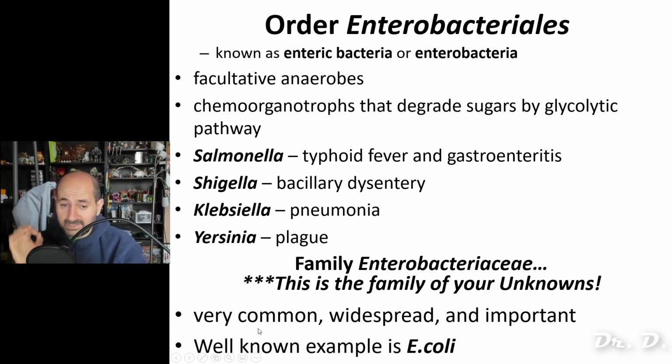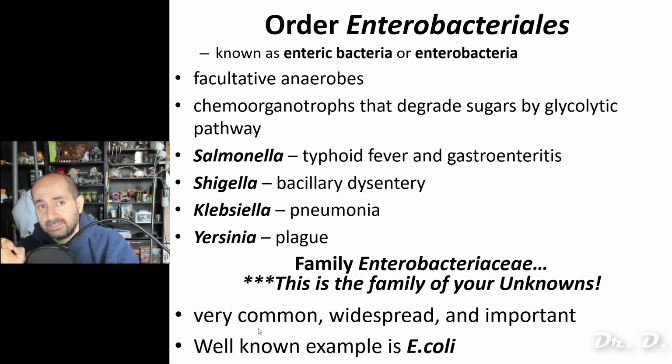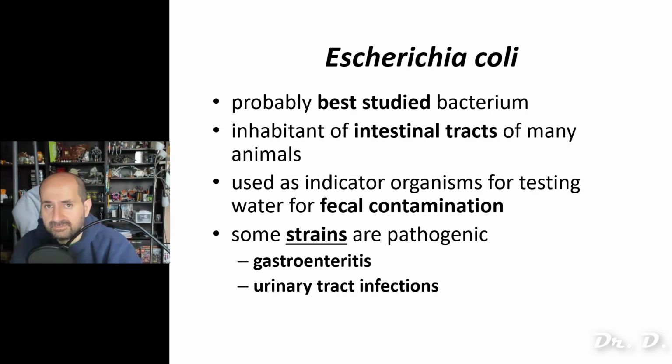So the family Enterobacteriaceae is the family of your unknown. This is a huge family of different genera of creatures, and E. coli is the most famous one. E. coli is actually the best studied bacterium of all. It's found as a normal inhabitant of intestinal systems of animals, including humans.